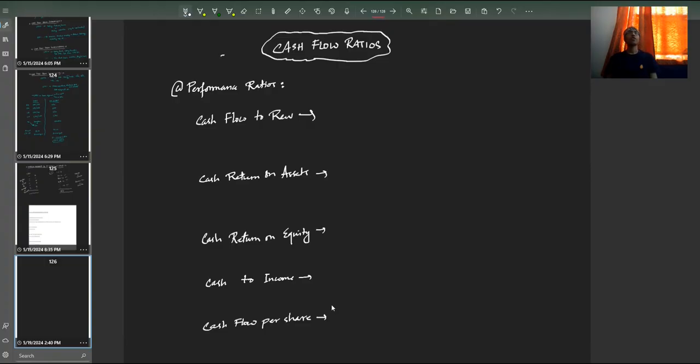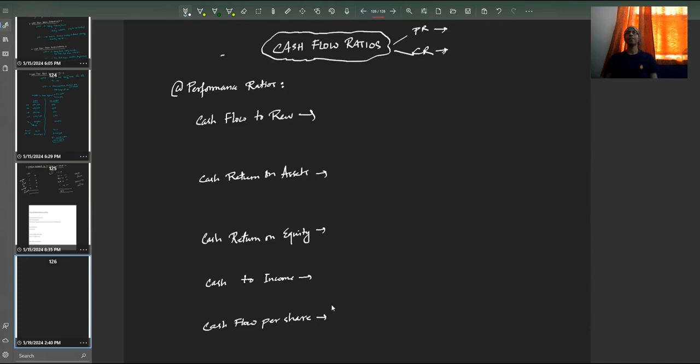So friends, cash flow ratios. These are basically divided into 2 sections. One is the performance ratios and one is the coverage ratios. Performance ratios is basically about your margin percentages in terms of cash flows with respect to assets, with respect to revenues, etc. And coverage ratios are basically your ability to reinvest or repay your debt. So we will get into the specifics of each of them.